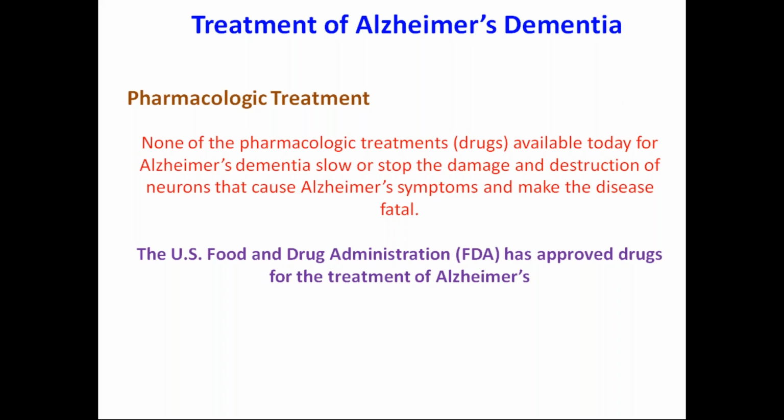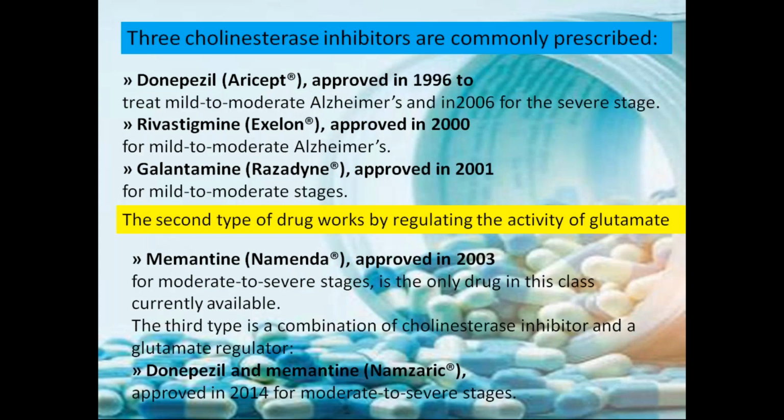The Food and Drug Administration from the US has approved drugs for the treatment of Alzheimer's. We can present some drugs. For example, we have donepezil, approved in 1996. We have rivastigmine, galantamine. These are cholinesterase inhibitors. About the other type of drug, we have memantine. We confirm that no drug is specifically approved by the Food and Drug Administration to treat this pathology.